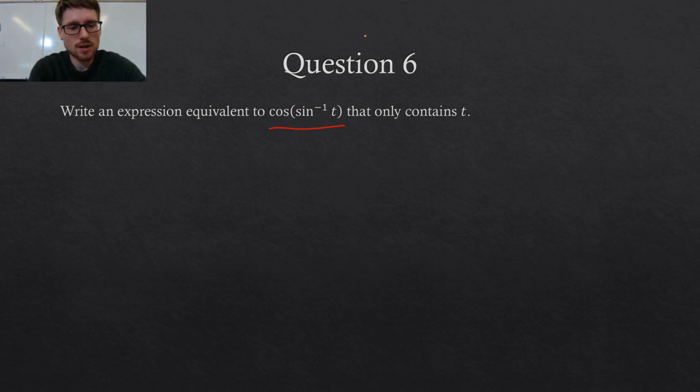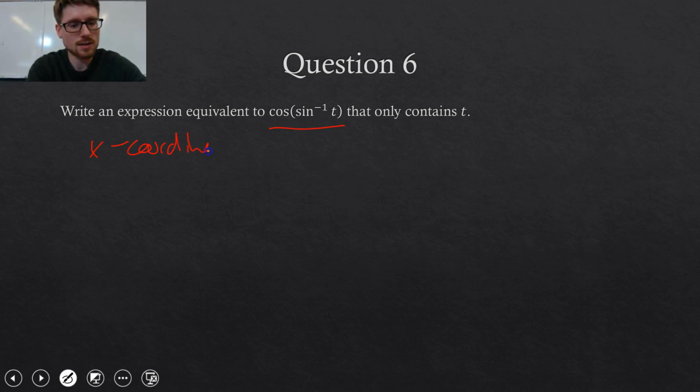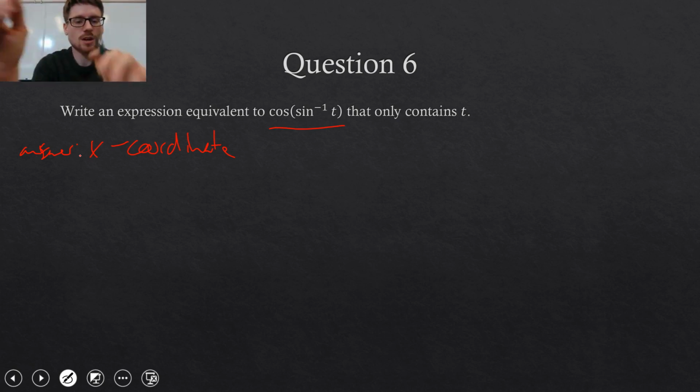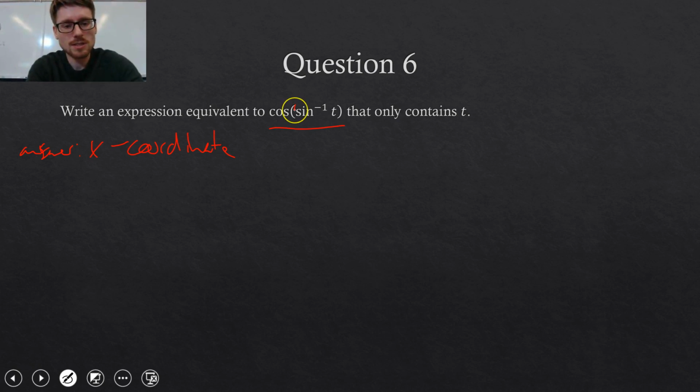So first we're going to start off by saying, okay, this is an x-coordinate. My answer is an x-coordinate, just to keep track. That's an x-coordinate because it's the result of a cosine. Inside we've got sine inverse of t, so let's go ahead and label this as an angle. So sine inverse t is an angle where sine of that angle is t.